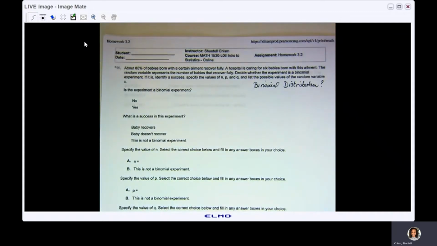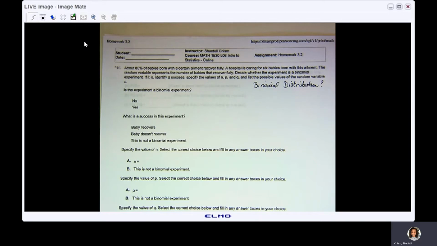All right, so number 11: about 80% of babies born with a certain ailment recover fully. A hospital is caring for 6 babies born with this ailment. The random variable represents the number of babies that recover fully. Decide whether the experiment is a binomial experiment. If it is, identify success and specify the values of n, p, and q, and list the possible values of the random variable x.